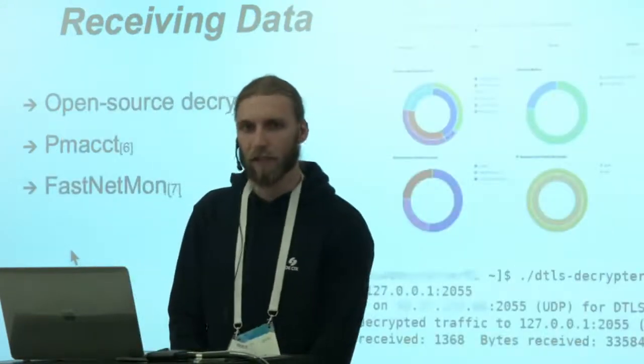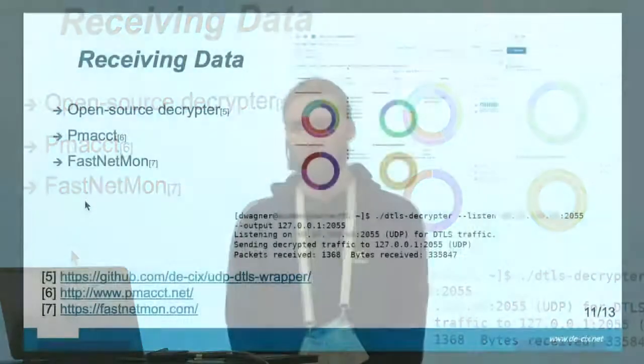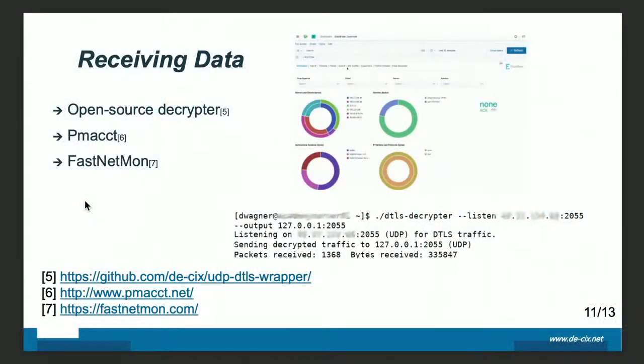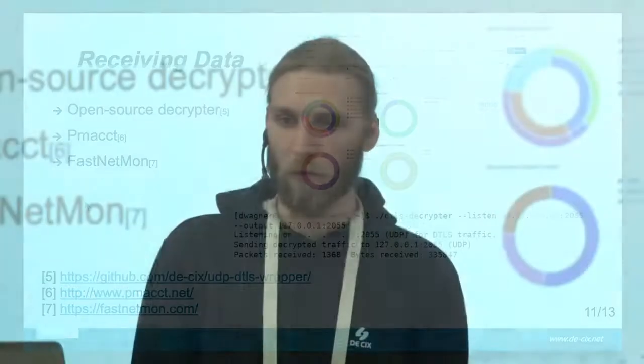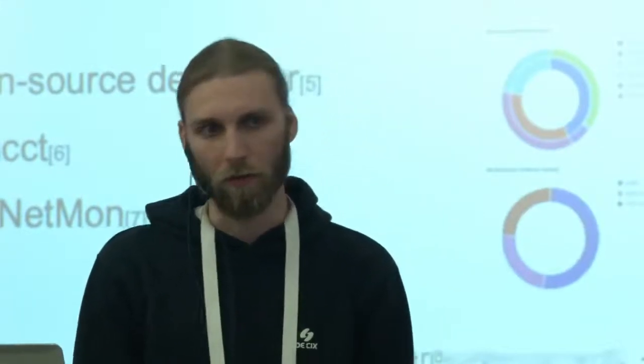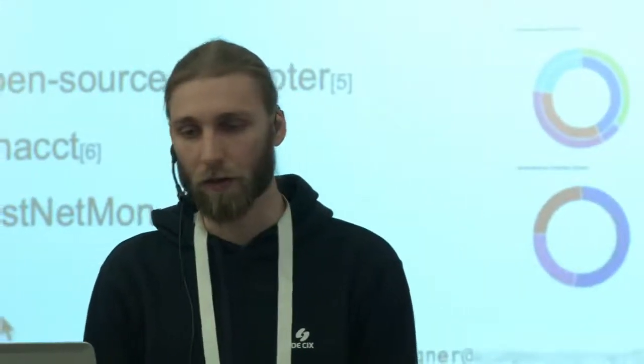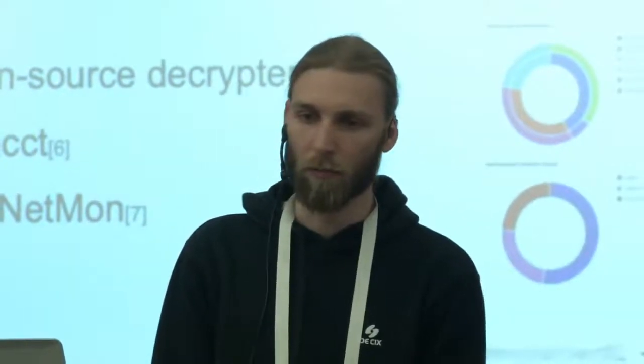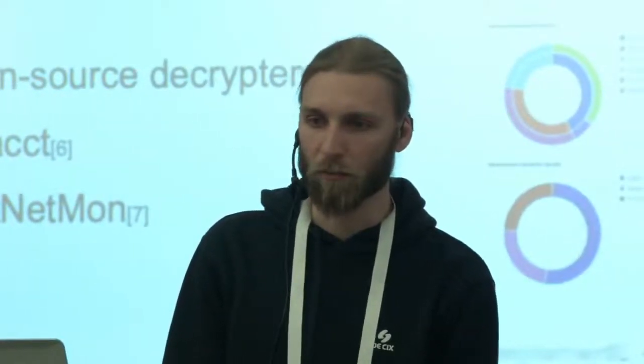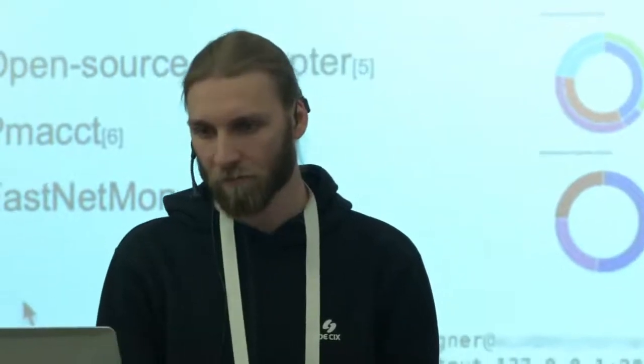So for the receiving side, there's a need to set up a dumper at your end, at the customer's end. For this, I also developed an open source decryptor, which is available on GitHub. This is basically just a tool to decrypt your data, and then it loops it back to your loopback device, and you can pick it up with any tool you like. I was also collaborating with Paolo from PMACT in order to enable PMACT to also support this kind of decryption, and he did a very good job on implementing this quite fast. And recently, we also have support for FastNetMon to pick up the encrypted data.